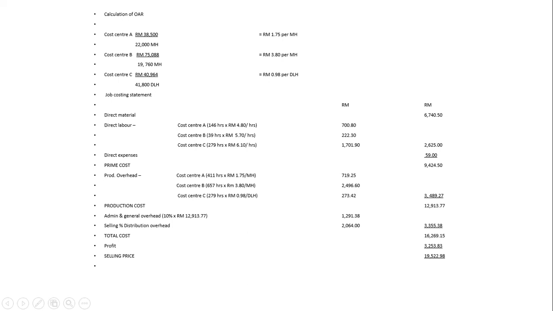Then we total up all the production overhead for the three cost centers. Then we get 3,489.27. So then prime cost plus the production overhead. Then we get production or factory cost 12,913.77.